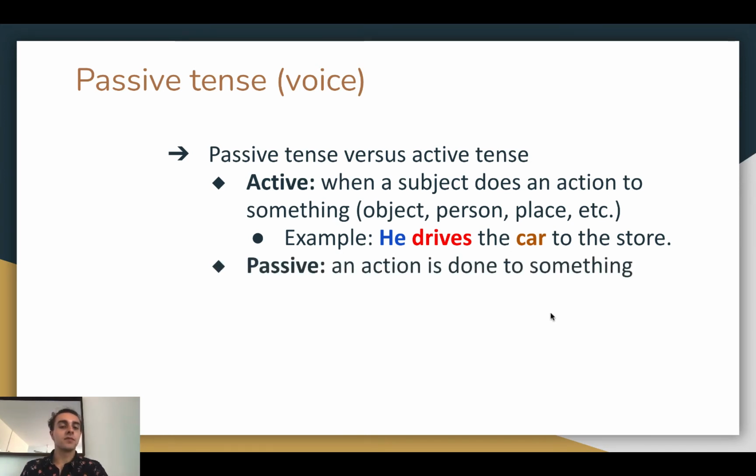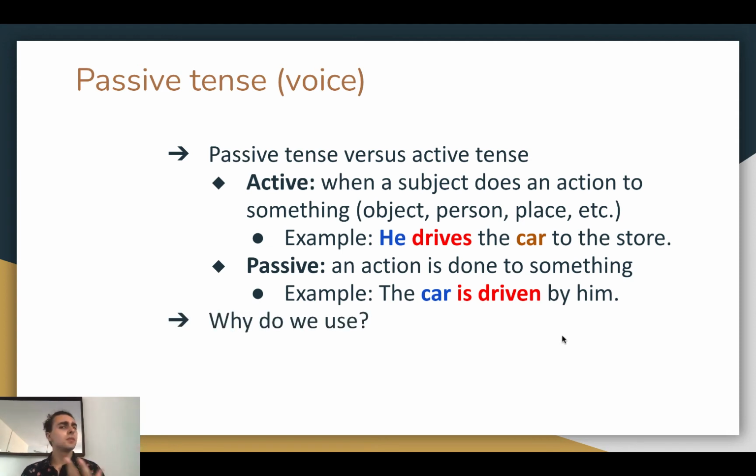A passive voice is when an action is done to something. So we take the same topic or sentence and we can just make it passive. An example is, the car is driven by him, right? So here we see the difference is what was the complement or the object becomes the subject of the sentence, right? The car is driven by him.